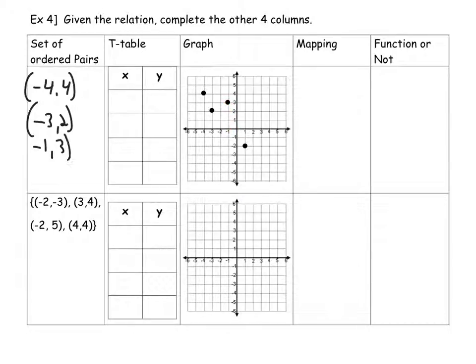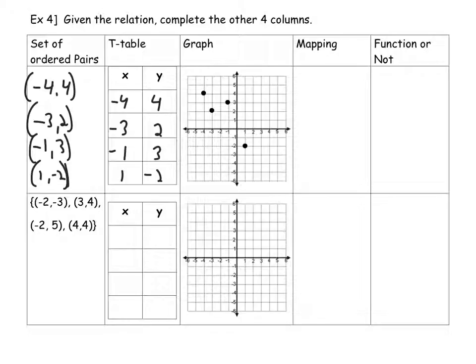-1, 3. And then the next one is 1, -2. Alright, so these are my ordered pairs. Now I complete the t-table, list my x's: -4, -3, -1, and 1. And my y values are 4, 2, 3, and -2.